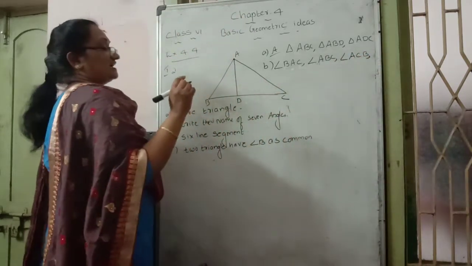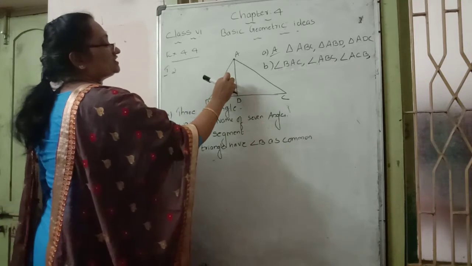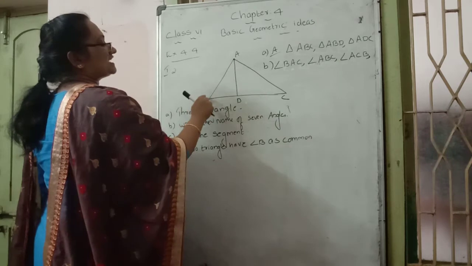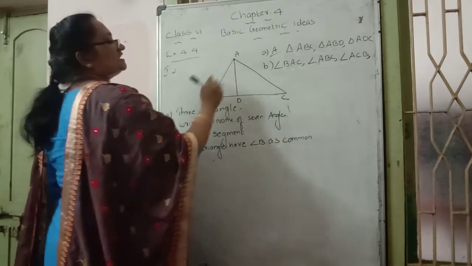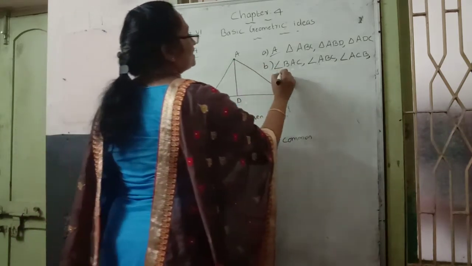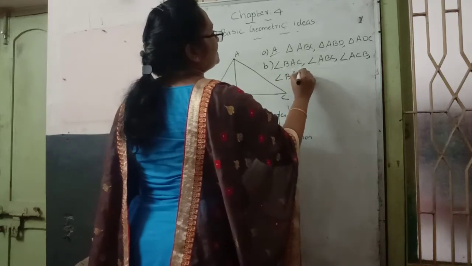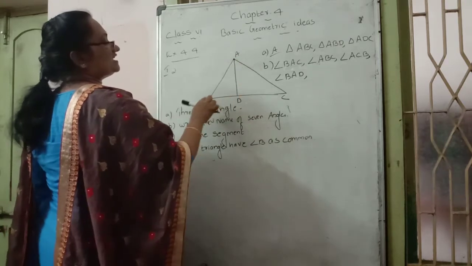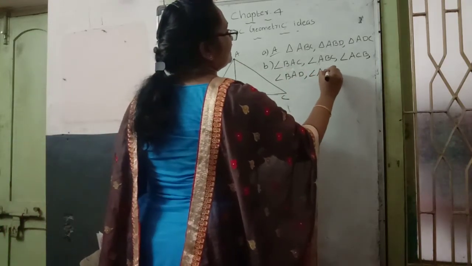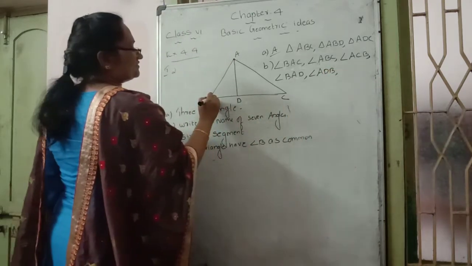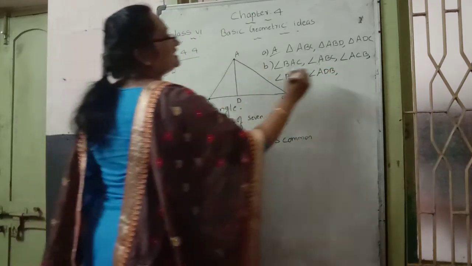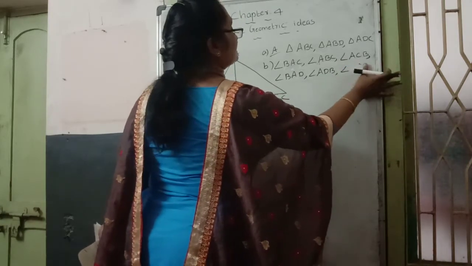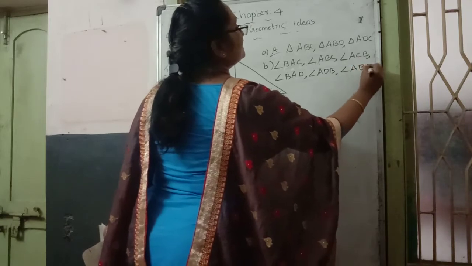Next, they ask for seven angles. With respect to the small triangle, A as the vertex, we read BAD as one angle. Next, D as the vertex gives angle ADB, another angle. B as the vertex gives angle ABD.